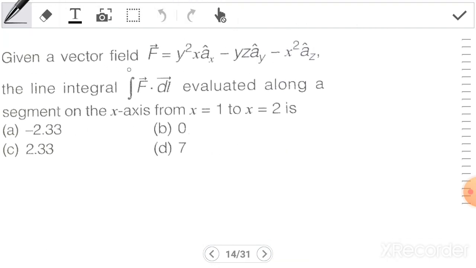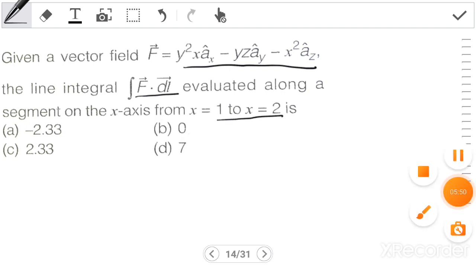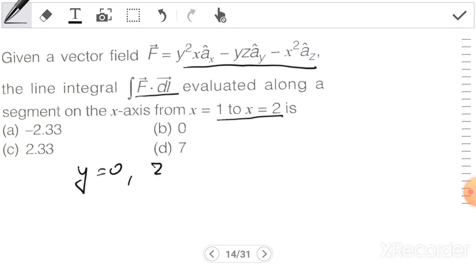Given a vector field f, the line integral evaluated along a segment on the x-axis from x equals 1 to x equals 2 is. We have to find f dot dl along a segment on the x-axis from x equals 1 to x equals 2. Since the segment lies on the x-axis, y is 0 and z is 0.